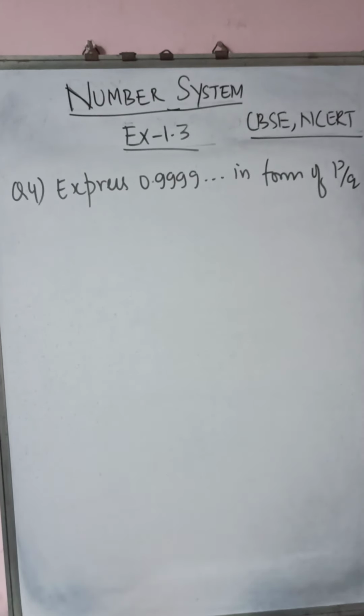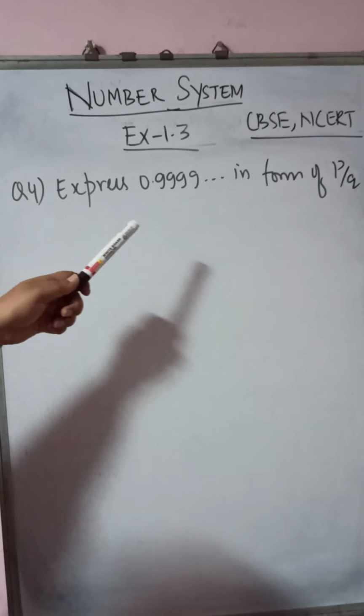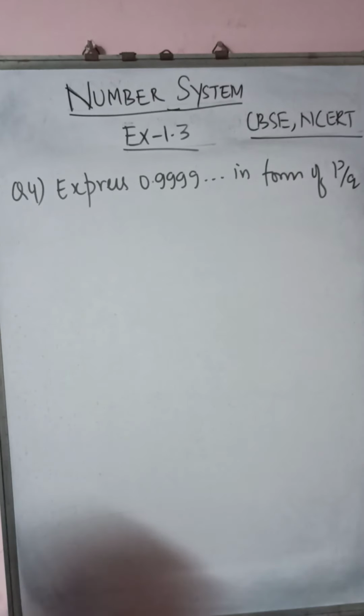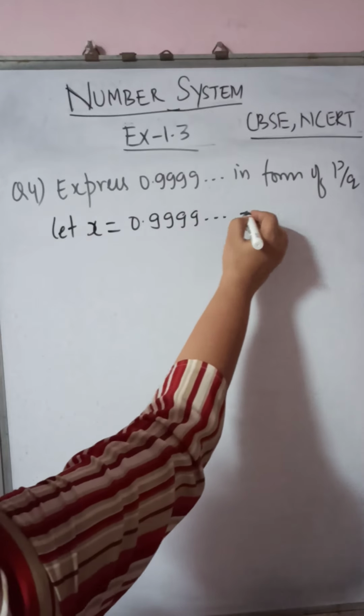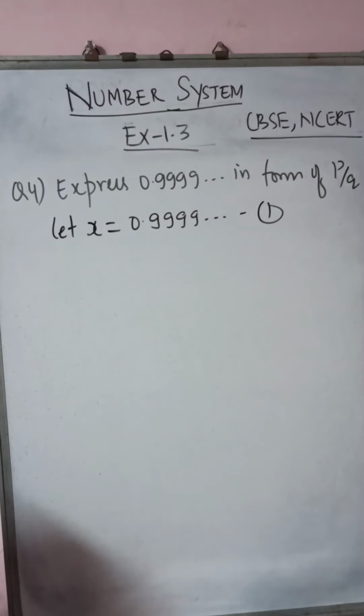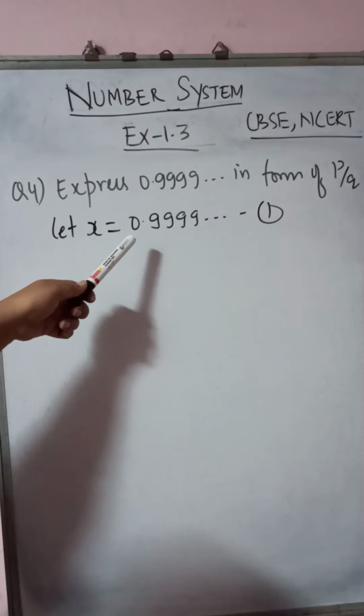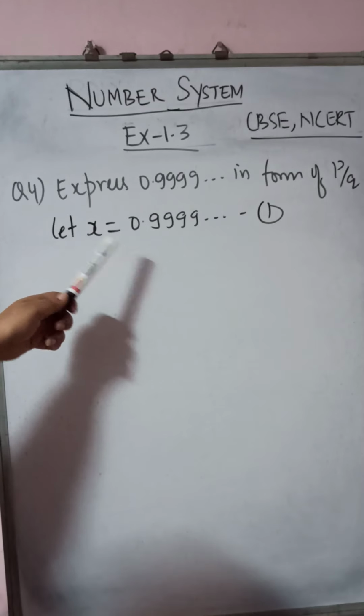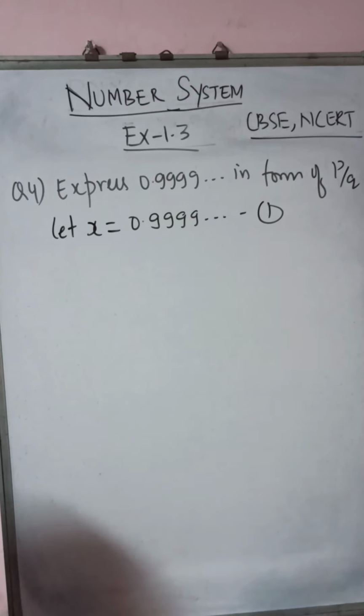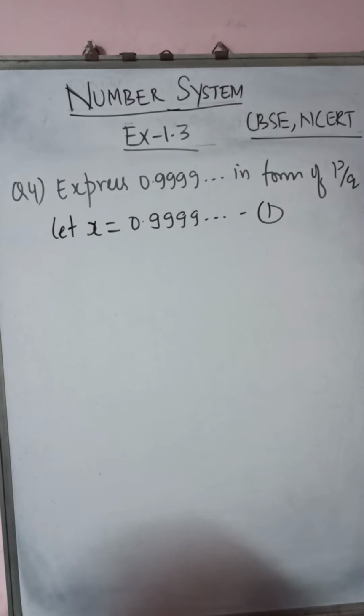Question number 4. Express 0.999 in the form of p by q. This is the same as question number 3. So what are you going to do? Let x is equal to 0.999 as equation 1. Now which digit is repeating here? 9, meaning only one digit is repeating. So by which number will you multiply this equation? You will multiply this equation by 10.